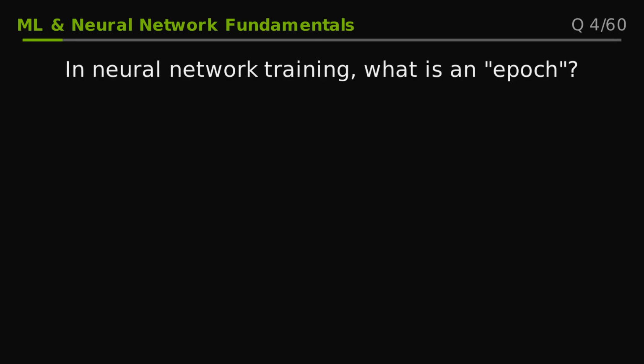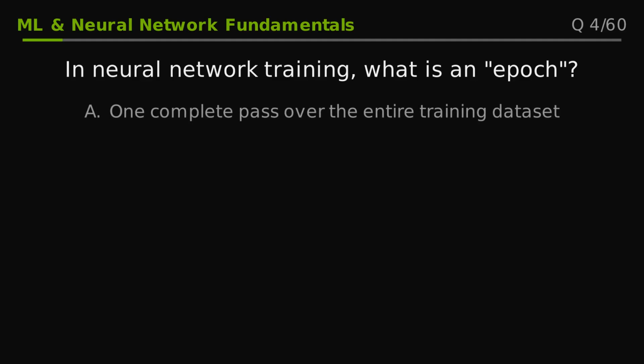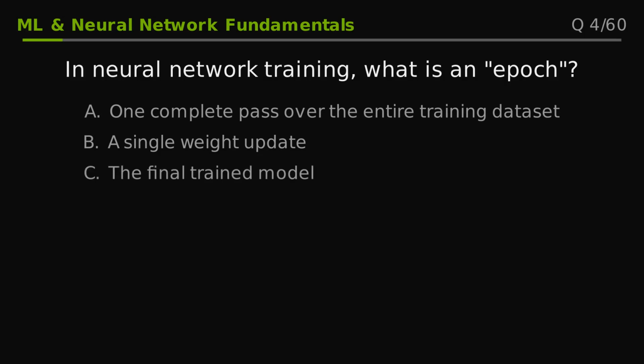Question 4. In neural network training, what is an epoch? Option A. One complete pass over the entire training dataset. Option B. A single weight update. Option C. The final trained model. Option D. A type of activation function.